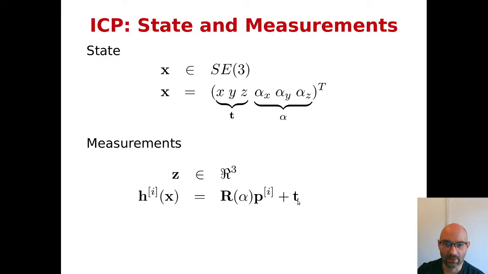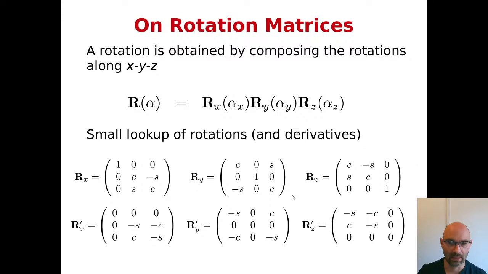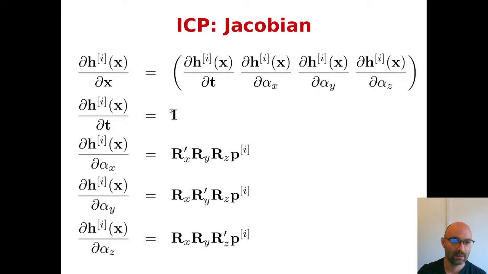Well, it's quite obvious that the derivative of this object with respect to t is the identity, because t appears here without any multiplicative factor. So the very first block of my Jacobian will be the identity, a 3 by 3 identity. Now, what will be the derivative of my error function or prediction function with respect to alpha x?